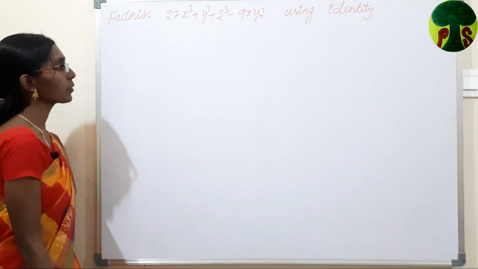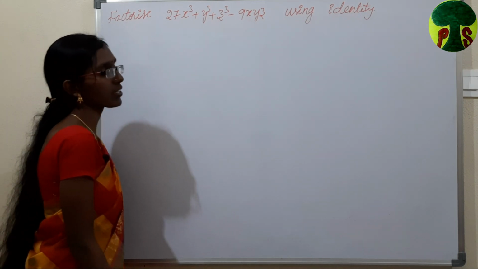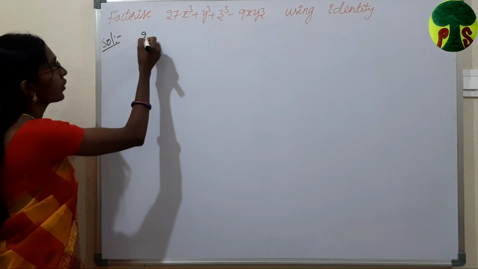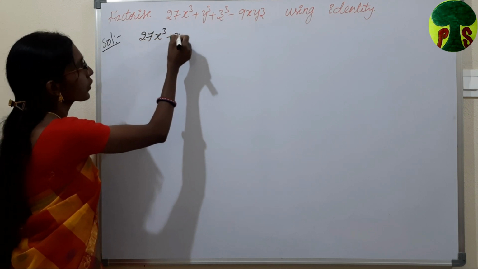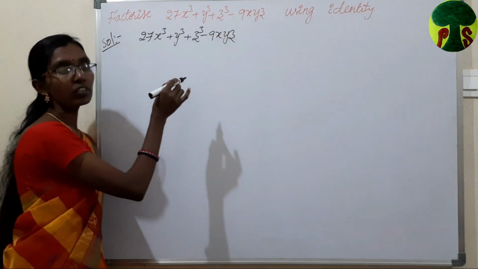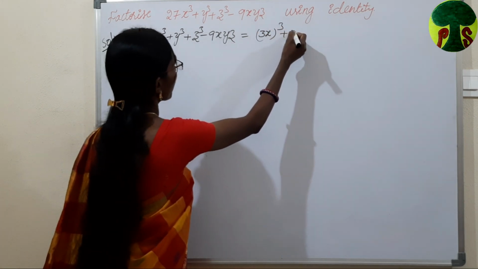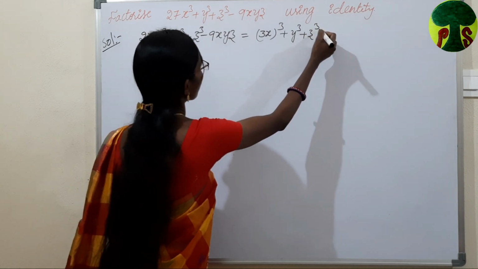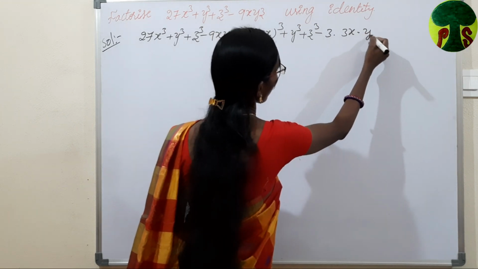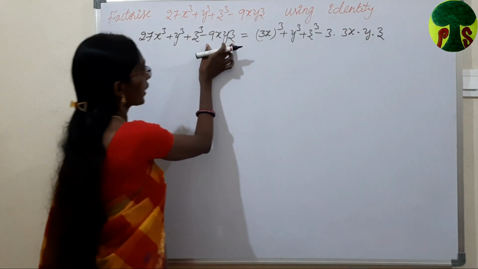Let us solve another problem from this exercise. Here is the question. Factorize 27x³ + y³ + z³ − 9xyz using identity. Here is the solution. The given expression is 27x³ + y³ + z³ − 9xyz. We have to rewrite this expression as (3x)³ + y³ + z³ − 3 into 3x into y into z, because 3 into 3 is 9xyz.